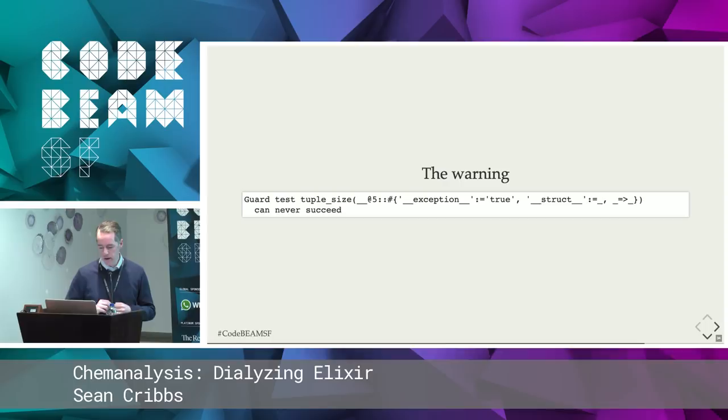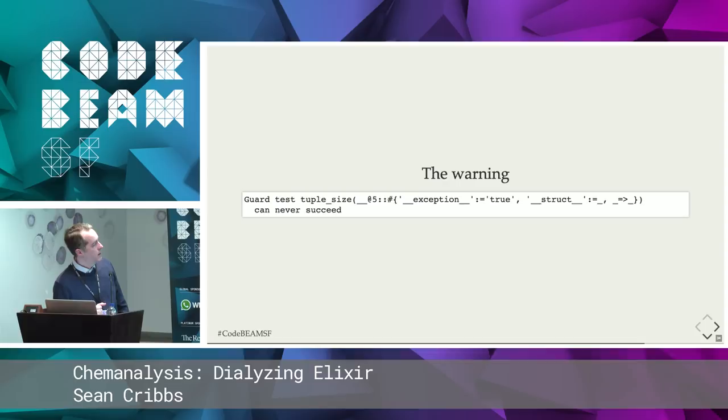This is the warning that was emitted by Dialyzer. For a while, this bug vexed me because I couldn't find in the code where this tuple size function was called. It didn't exist in any code I wrote, and didn't exist in any code of any dependencies I was pulling in. However, if we look at the warning, we see some clues about the thing it's trying to match, and that's supposed to be an Elixir struct. You see the __struct__ key in the map, and you also see this exception true key-value pair in the map.